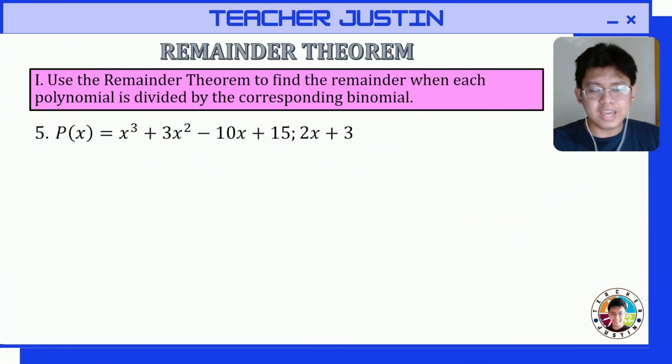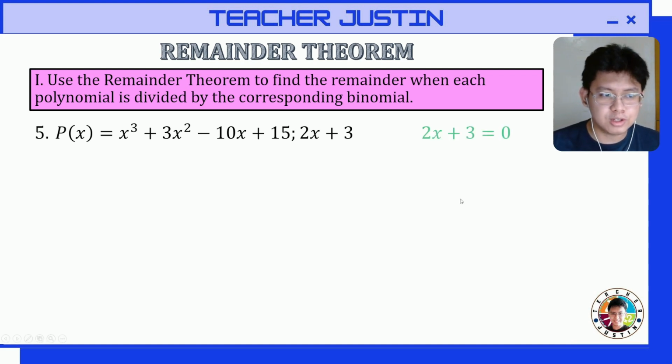Alright. Okay, let's use the remainder theorem to find the remainder of the following polynomial divided by a binomial 2x plus 3. So, ito yung polynomial natin and ang binomial natin is 2x plus 3. So, let's identify the remainder. So, first step natin is for us to copy our binomial 2x plus 3 and equate it to 0. Then, let's solve for the value of x.